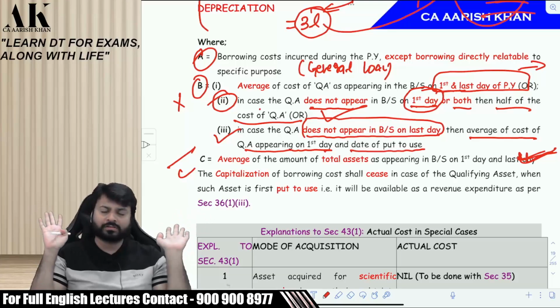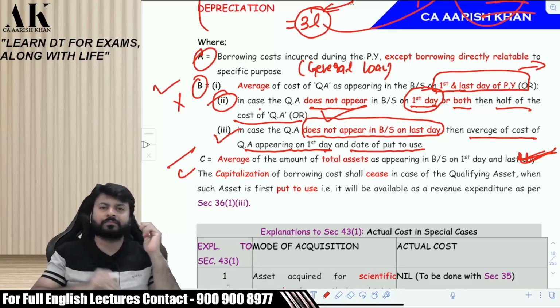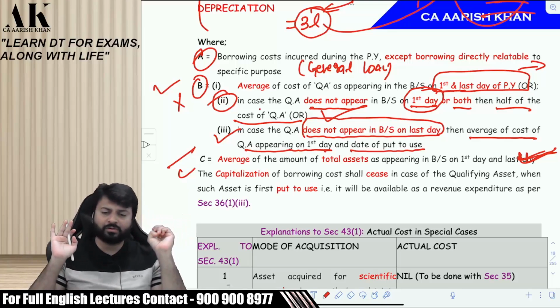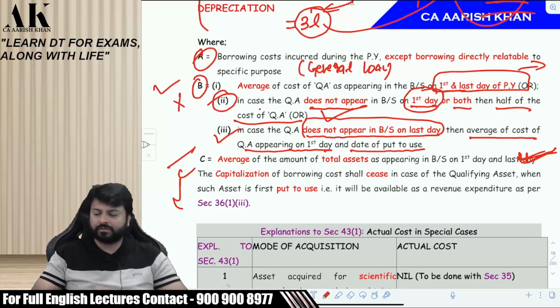Whichever case is yours, accordingly take B. B is the numerator. And the denominator will be constant all the time. That is the total assets from the balance sheet. Okay. Something is written below. You can read that. Something which is very straightforward.